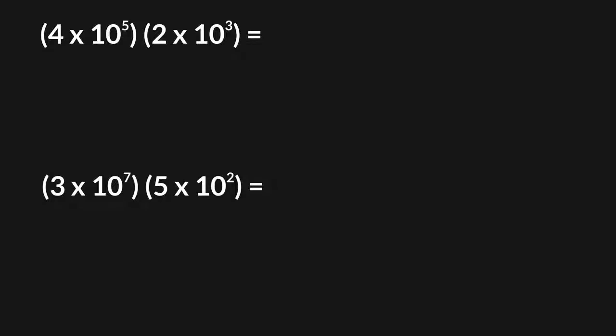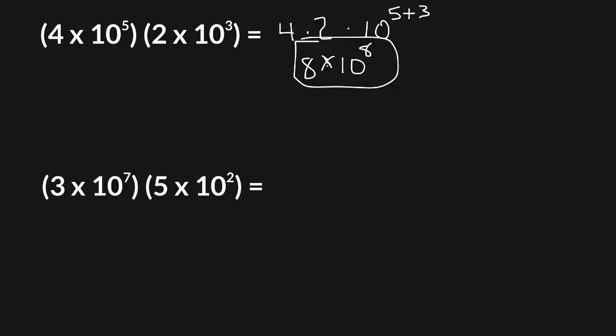Let's try it out with these two examples. I'm going to rewrite this as 4 times 2 times 10 to the 5 plus 3, adding the exponents on the power of 10. 4 times 2 is 8. 5 plus 3 is going to give me 8. And remember, I should have this as an x in between for scientific. I get 8 times 10 to the 8th. That's my final answer there.